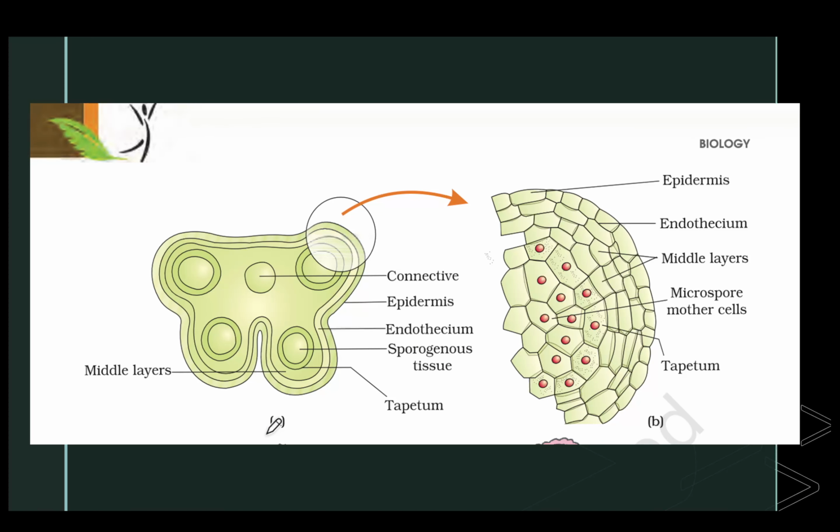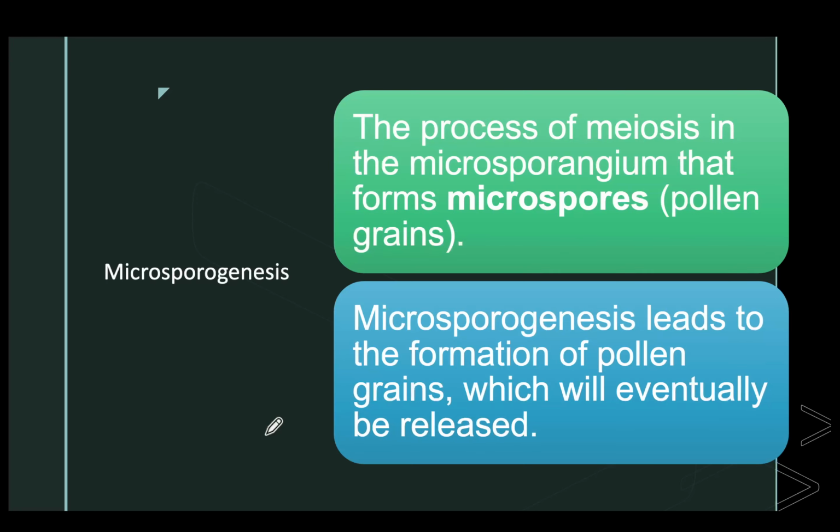The same question I was about to ask you, whether pollen grains are present as it is in the microsporangia or they develop by some kind of process. So pollen grains are developed inside microsporangium by a process known as microsporogenesis. The name of the process is microsporogenesis. So from which cell are pollen grains produced? Pollen grains are produced from the microspore mother cell.